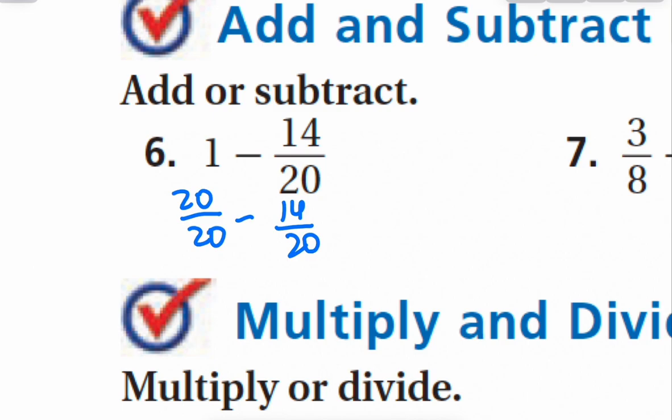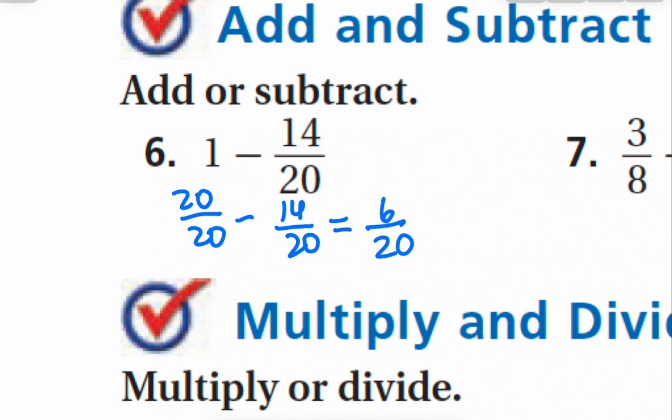And the rules of adding or subtracting fractions say that if you have common denominators, you add or subtract the tops and keep the bottom. So we know automatically right now that our bottom is going to be a 20. So 20 minus 14 is 6.